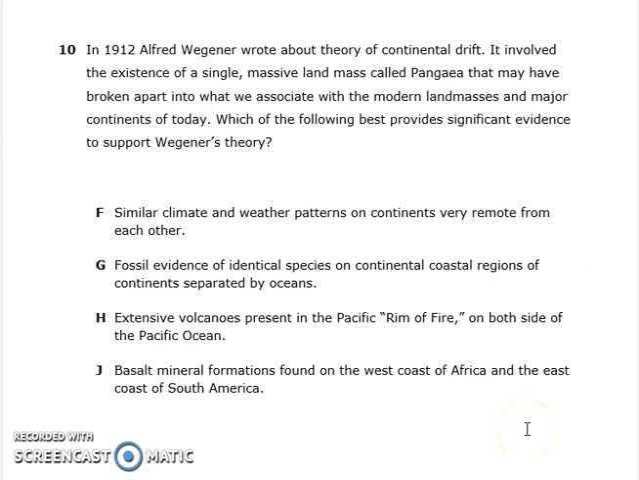F. Similar climate and weather patterns on continents very remote from each other. G. Fossil evidence of identical species on coastal regions of continents separated by oceans. H. Extensive volcanoes present in the Pacific Ring of Fire on both sides of the Pacific Ocean. J. Basalt mineral formations found on the west coast of Africa and the east coast of South America.